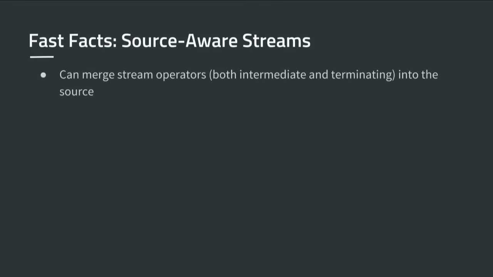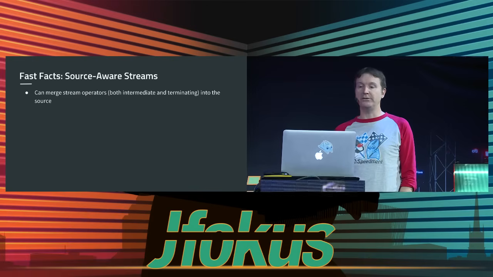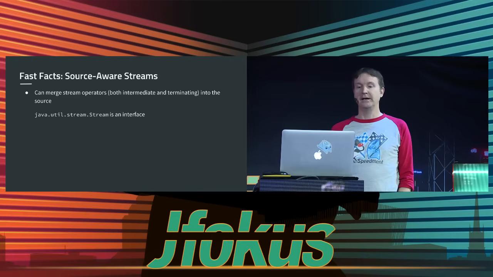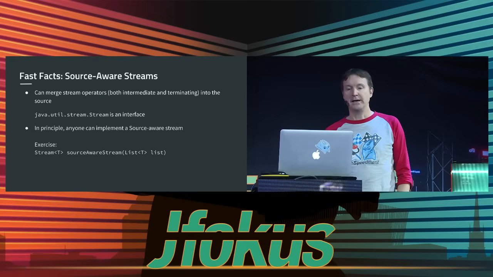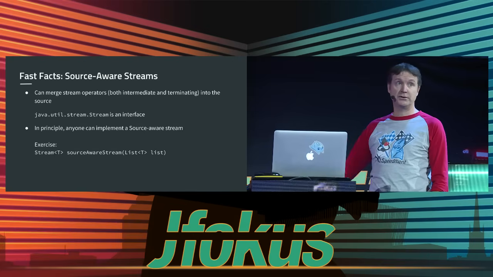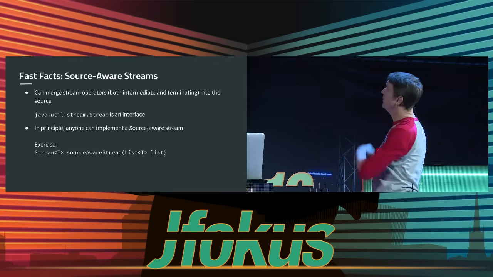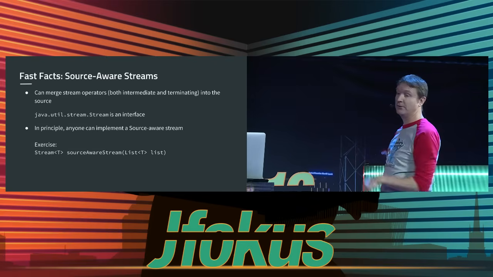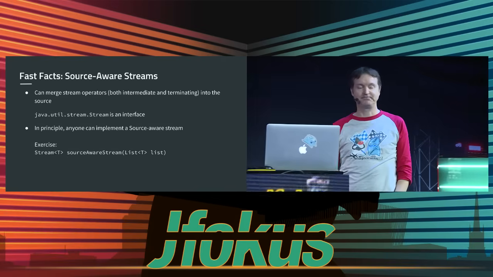OK, so let's look at the facts. Source-aware stream that can merge stream operators into their sources. Java util stream is just an interface, so you can implement your own streams if you want. In principle, anyone can implement the thing I was trying to show here. As a home lesson, you can implement a utility method that takes an existing stream, or a list, and returns a stream which is smart in some sense.